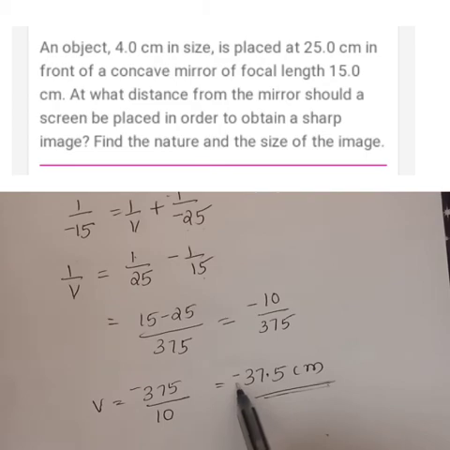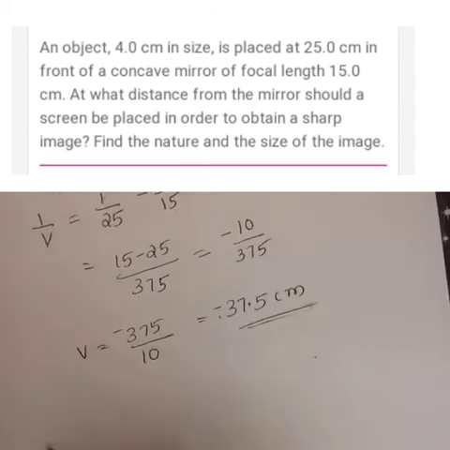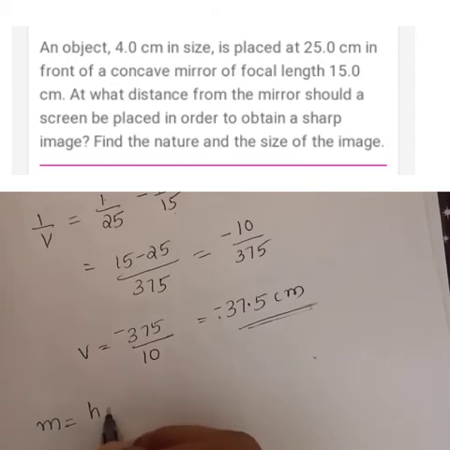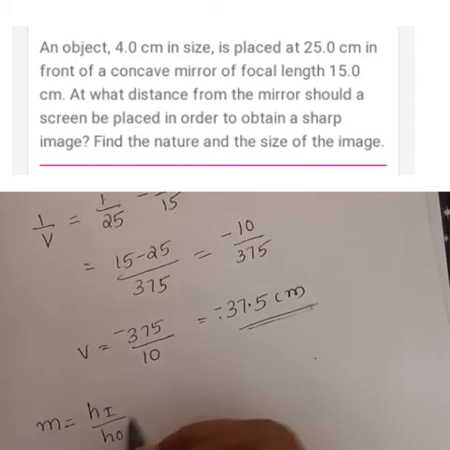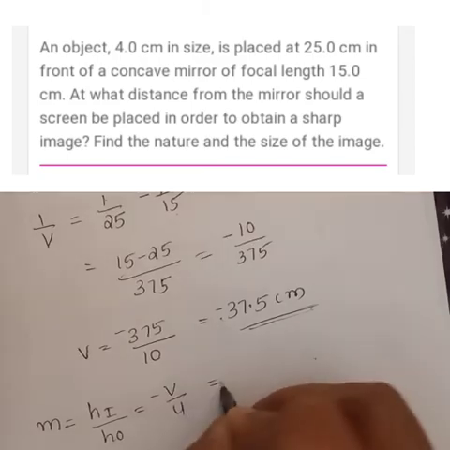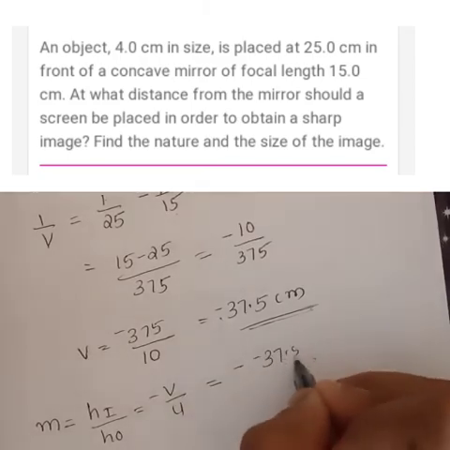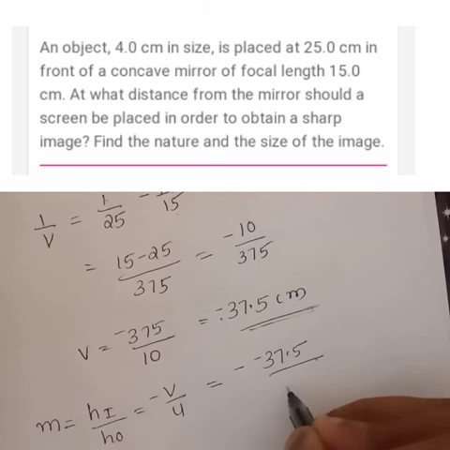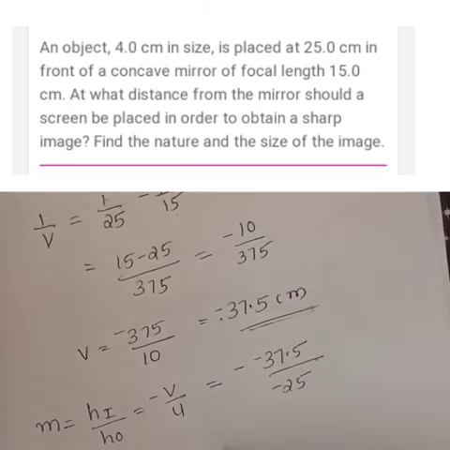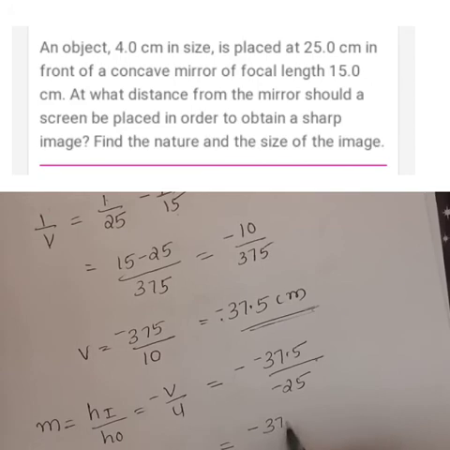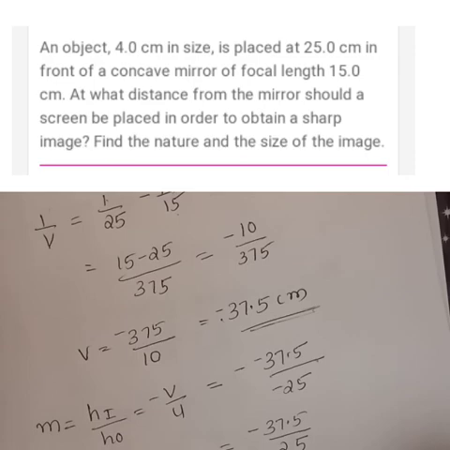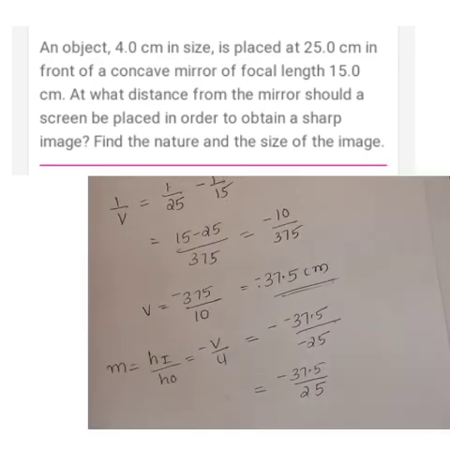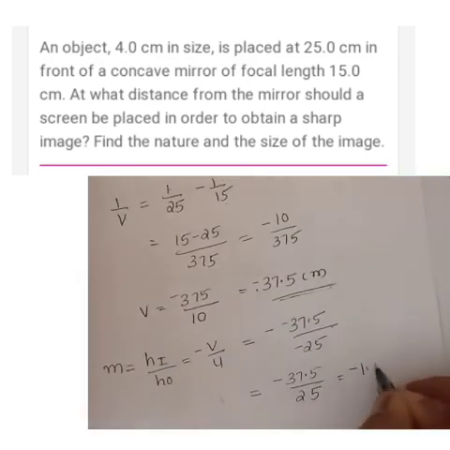real and inverted. But you have to find out the magnification also. So how can you find out magnification? M is equal to Hi by Ho, which is equal to minus v by u. So which is equal to minus 37.5 divided by u. What is the value of u? u is minus 25. So which is equal to minus 37.5 divided by 25, which is equal to minus 1.5.